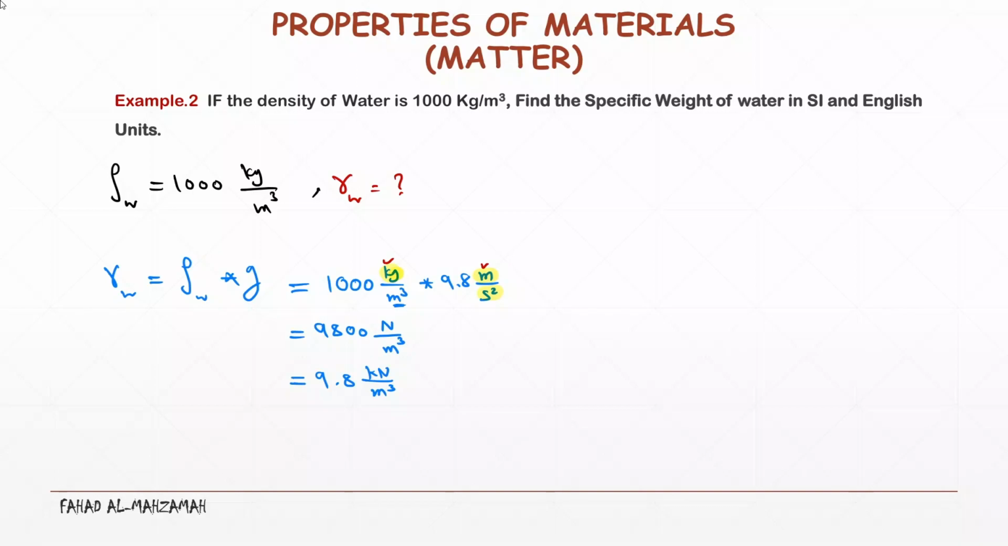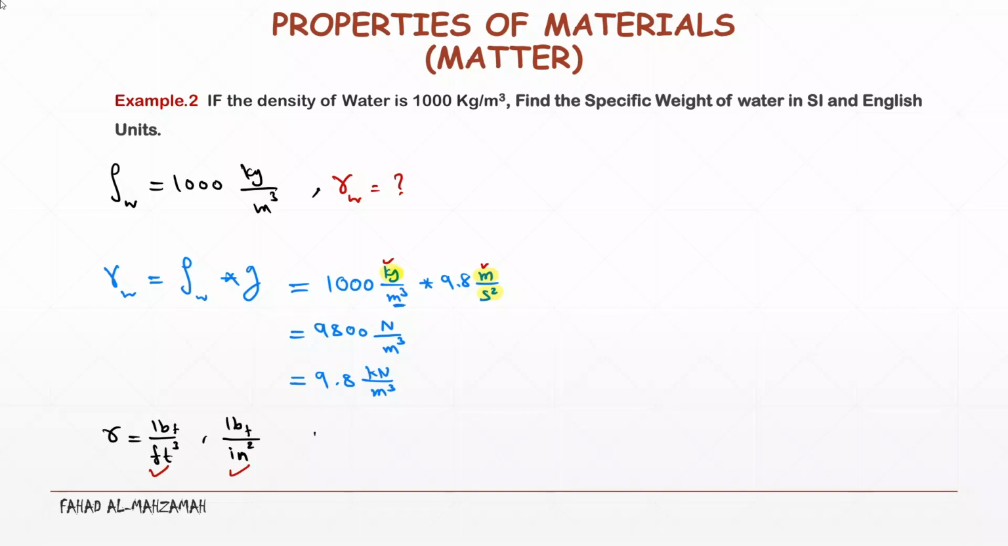Now, what does the second part of the question say? It says to convert it or find it in English units as well. In English units, the specific weight has a unit of, for example, pound per cubic feet, or pound force per cubic inch. So try to find and convert between these two.